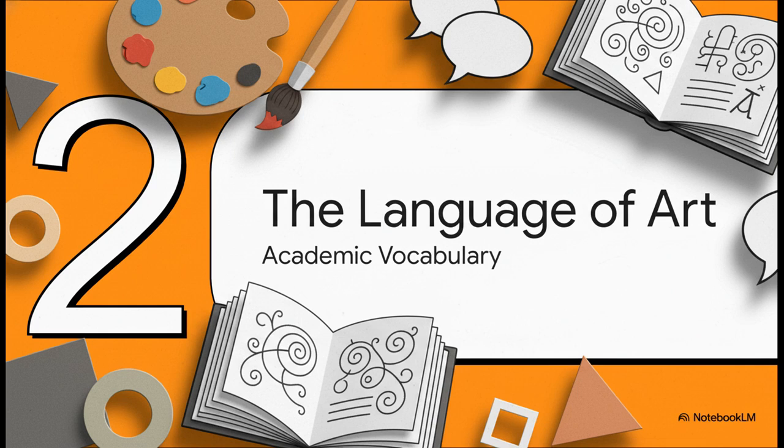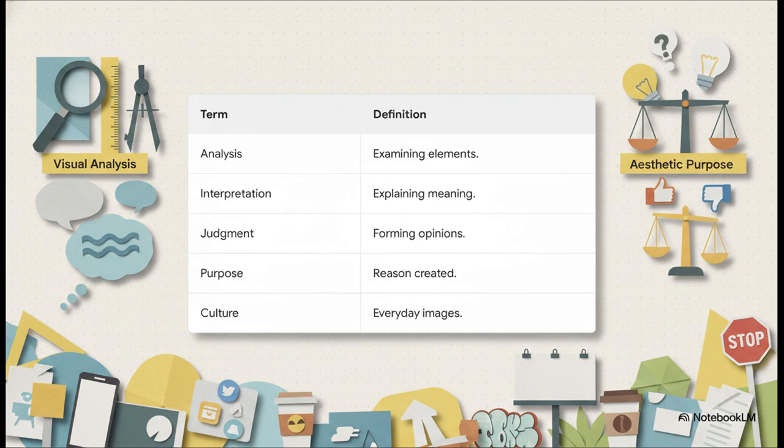Section 2. The language of art. Academic vocabulary. Because to teach this effectively and to pass your certification exam, we've got to make sure we have a shared language. Consider this table your instructional toolkit. First up, we've got visual analysis. That's the mechanics, right? Examining the lines, shapes, and colors an artist actually puts on the canvas. Once your students analyze those pieces, they move on to interpretation, which is where they explain the meaning or message behind the work. Like, why did the artist choose to use those super dark colors?